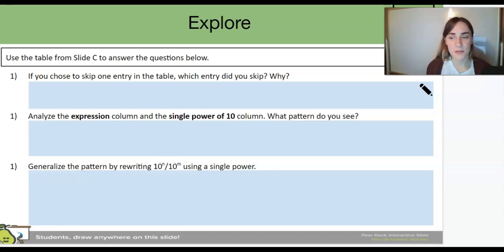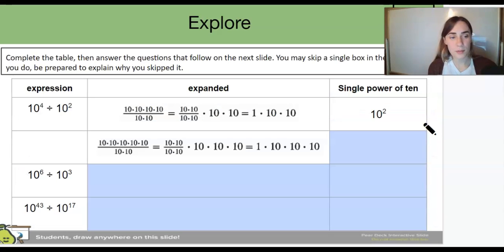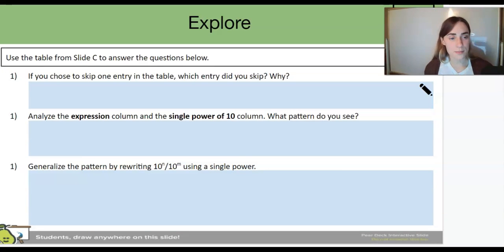So our first question is, if you chose to skip one entry in the table, which entry did you skip and why? So looking back at slide C, and looking at the different exponents we're dealing with in the expression column, I think there's one expression that might have been pretty annoying to fill out in the expanded column. The one that you might have picked helps demonstrate the reason why it's important for us to come up with a pattern that helps us come up with a rule, so that we don't always have to expand in order to come up with our answer. So you're explaining some of that thinking in number 1.